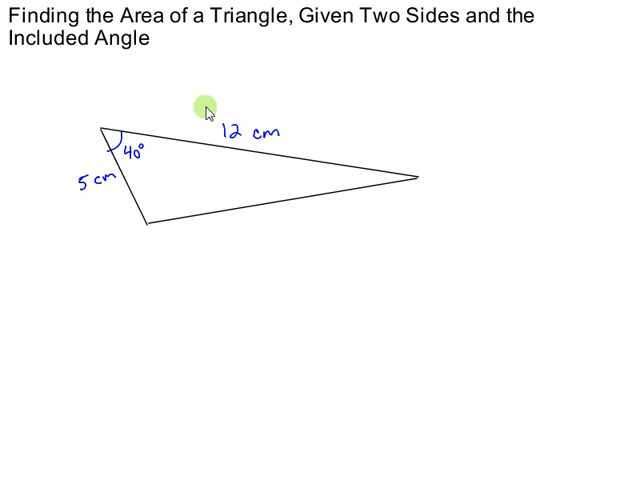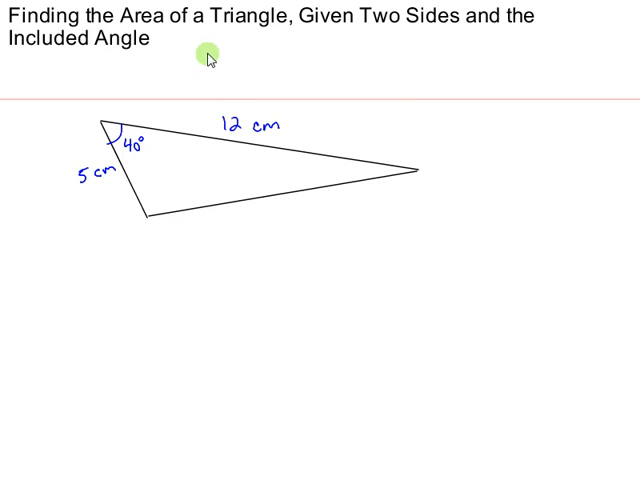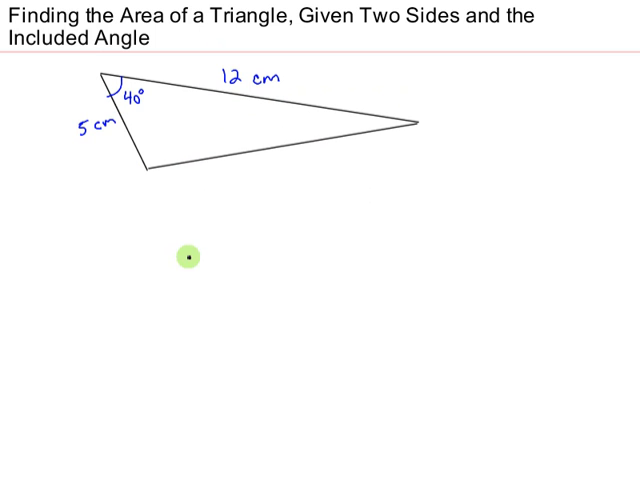Well, what I need to do is choose one of the two sides that we know to be the base of the triangle. Okay, so that's up to us. The other thing I need to realize is up here I mentioned an included angle. So what I mean by an included angle is that it's the angle between the two given sides. Okay, so it's the angle included between the sides. Alright, so that's what we have here. So let's choose one of the two sides to be the base. It doesn't matter which one. I will choose the 12 to be my base.